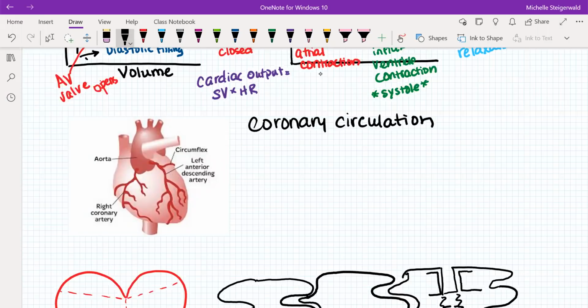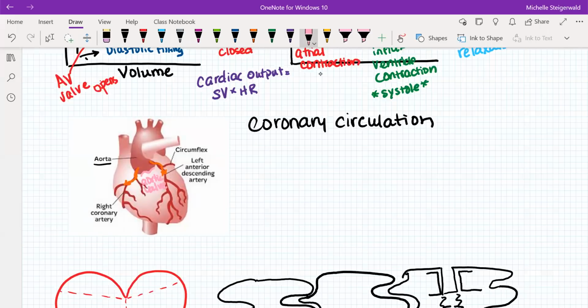Coronary circulation is coming off of the aorta. So this is the aorta here, and you've got these coronary arteries. I don't know if this is going to show up well. These are actually feeding out of the aorta, above the aortic valve. So that's, we'll say, the aortic valve.